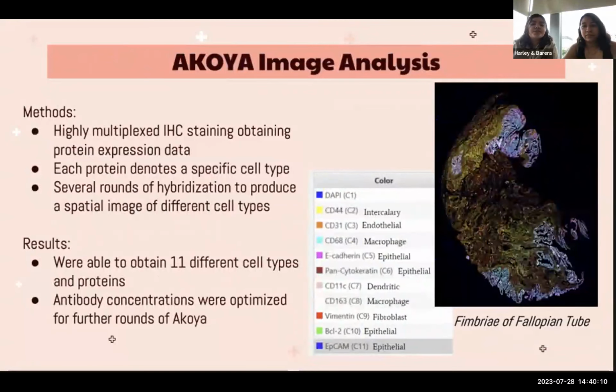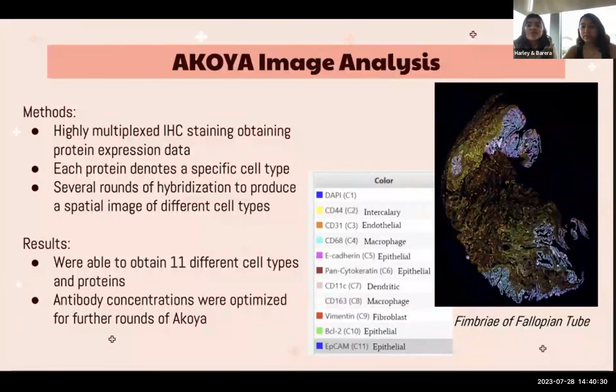As said before, we continued Akoya imaging and analyzed the images. Akoya imaging is a highly multiplexed immunohistochemistry stain. In this, a primary antibody with an oligo probe and fluorophore attached binds to a specific protein in the sample. Each protein is specified to a cell type, allowing us to detect different cell types with their protein expression.